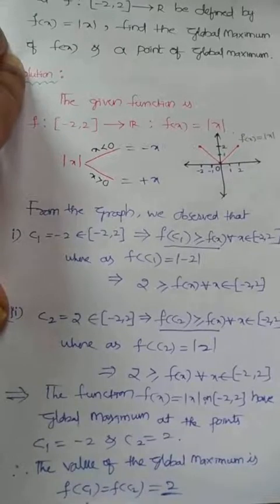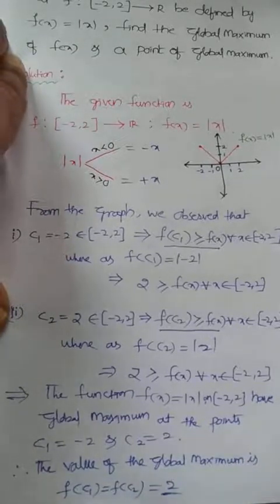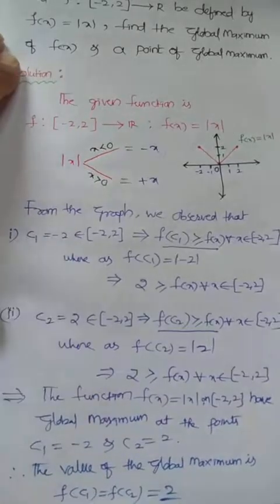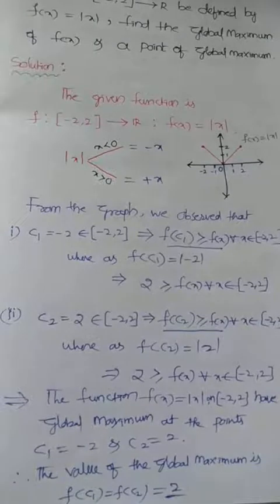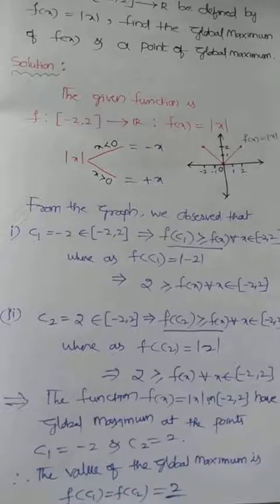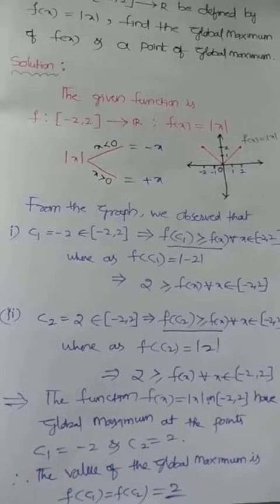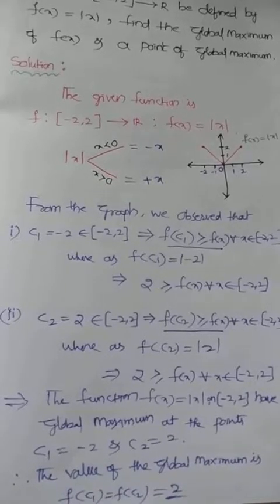Therefore the value of the global maximum is f of c1 is equal to f of c2 is equal to 2. So the function f of x is equal to mod x has global maximum at x is equal to c1 is equal to minus 2 and c2 is equal to 2, and the value of the global maximum is 2.